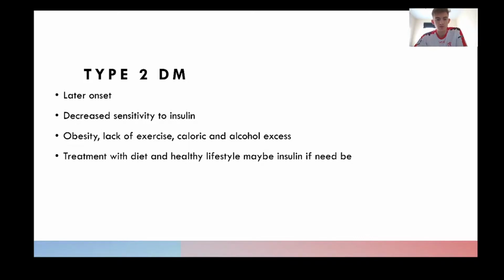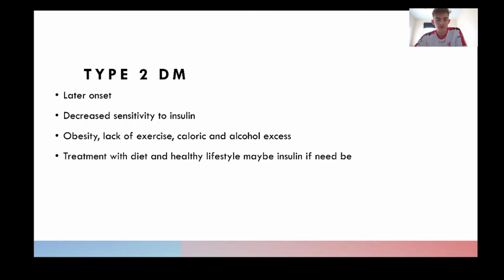So then type 2, that's quite later onset, and that's due to decreased sensitivity to insulin. So what occurs is that your cells can't respond to insulin correctly and can't take in the glucose from the blood into the cells. And this is usually due to obesity and lack of exercise, due to overconsumption. The cells get used to this high caloric intake and stop responding.